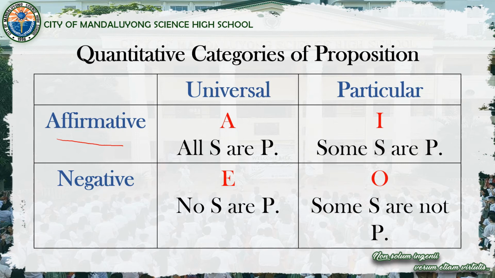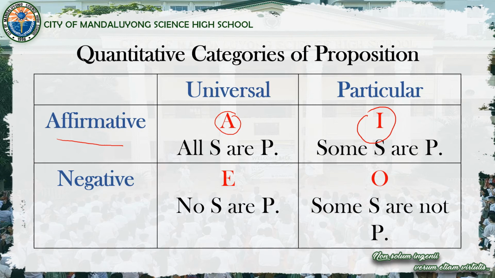And then we also have the particular affirmative, which is I. Okay, their letter names are A and I, respectively. It came from the Latin term affirmo, which means I affirm. So, additional knowledge: affirmo.